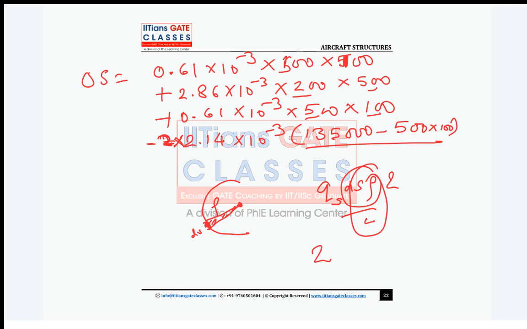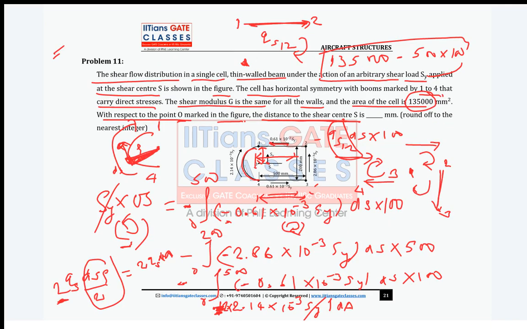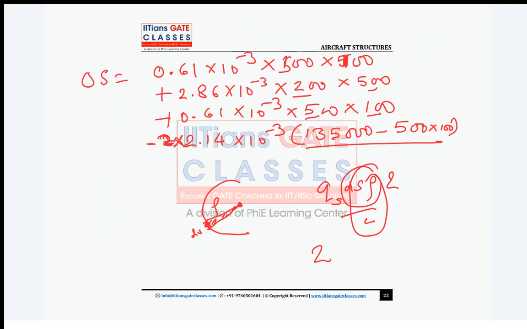What is the area? 500 into 100 or 200? I think area, check it. Yeah, 200. Guys, here it is 200. Area is 200. It is 500 into 200, guys. Rectangular area 500 into 200. There are so many typo mistakes I make. So 2 into 2.14 into 10 to the power minus 3 and minus 500 into 200.